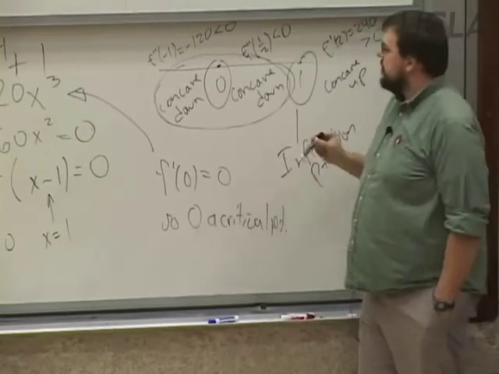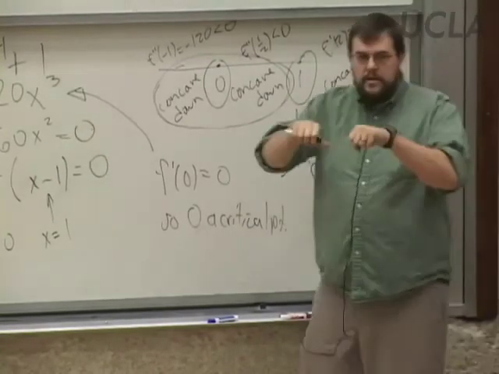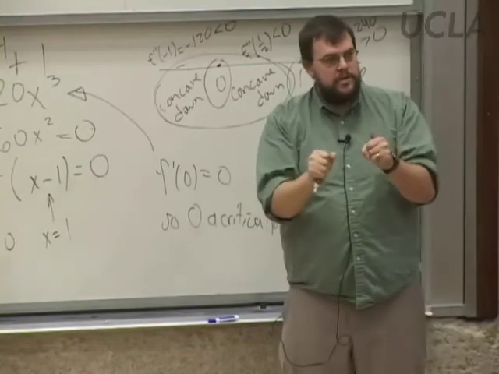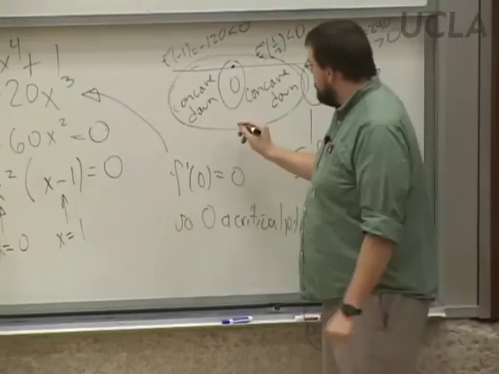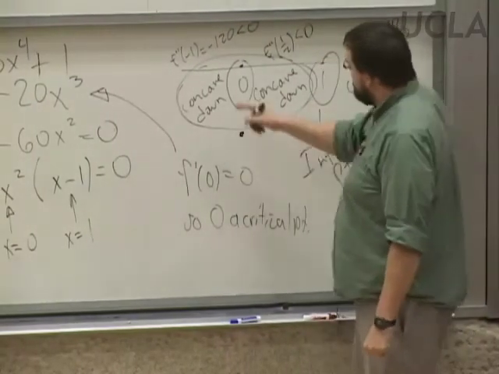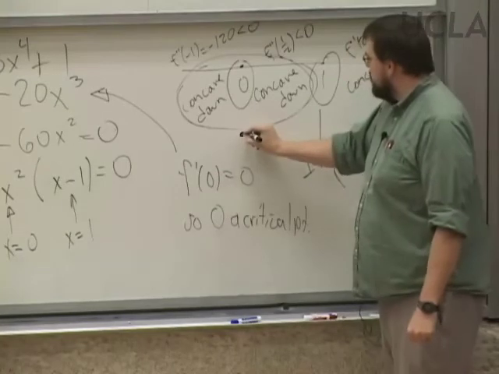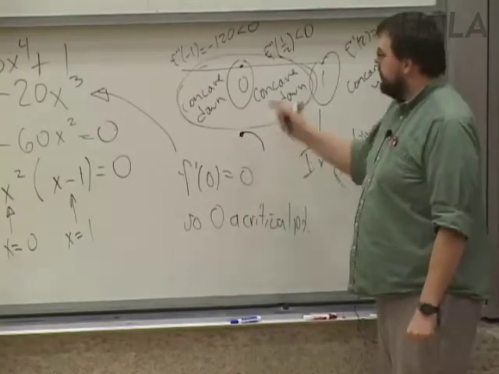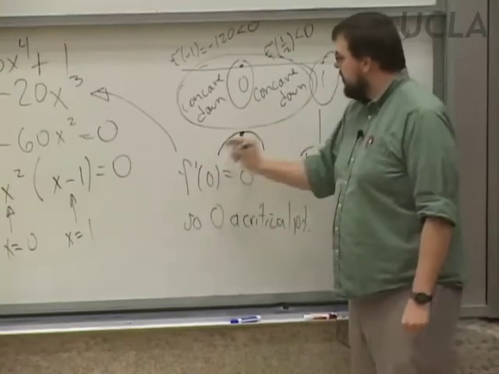Well, what does it mean to be concave down? It means that the curve is trying to bend downwards. So whatever happens at 0, what happens to the right? It has to be bending down because it's concave down. What happens to the left? Again, it has to be bending down. It has to be concave down.